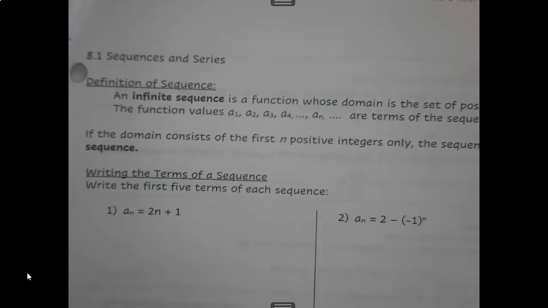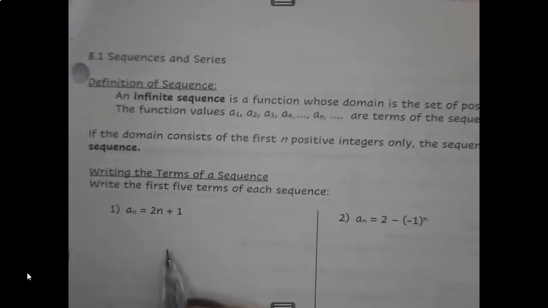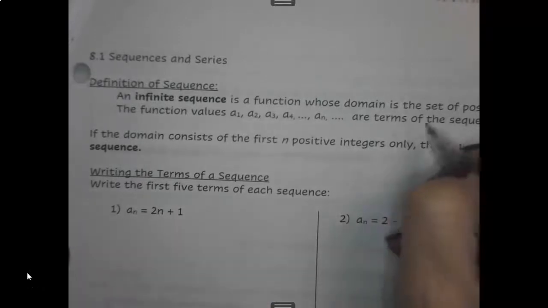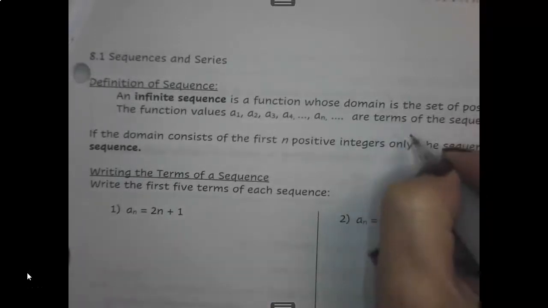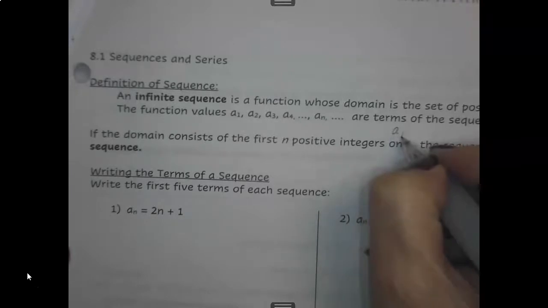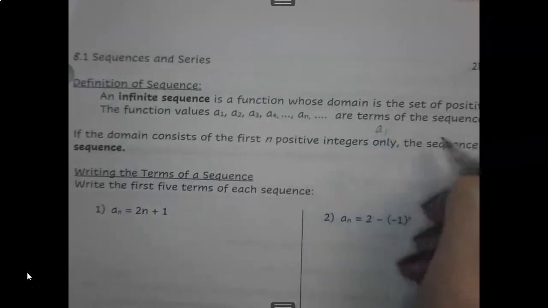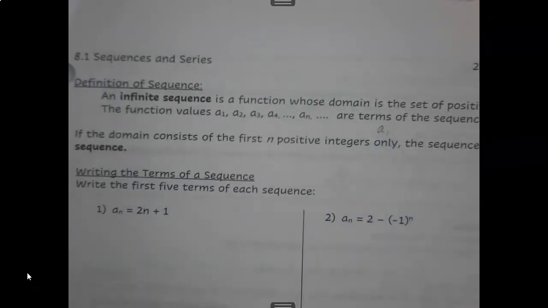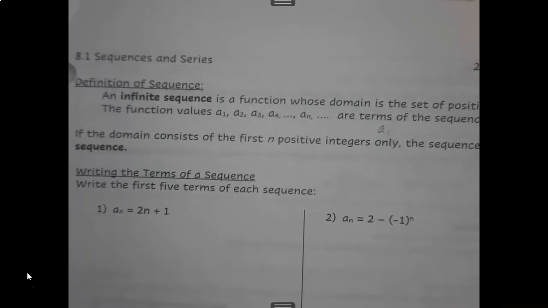If the domain consists of the first n positive integers only, the sequence is a finite sequence. So when we talk about writing the first 5 terms of each sequence, that would be a finite sequence. And we almost always start where the term is a sub 1. Occasionally we'll start with an a sub naught, but usually it's a sub 1.